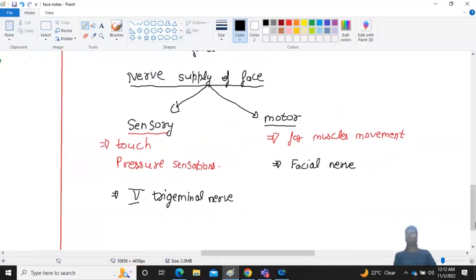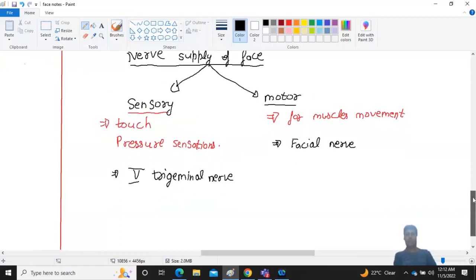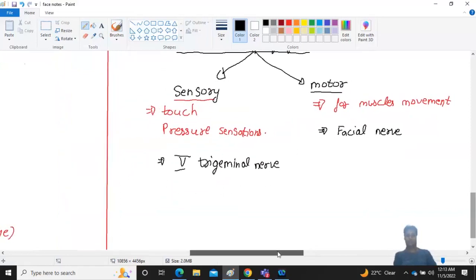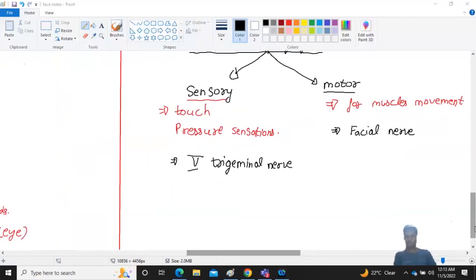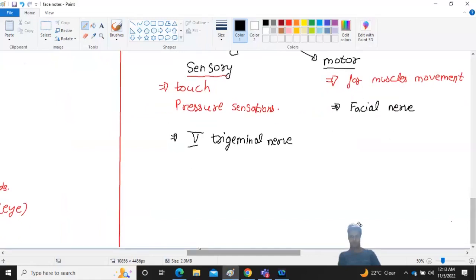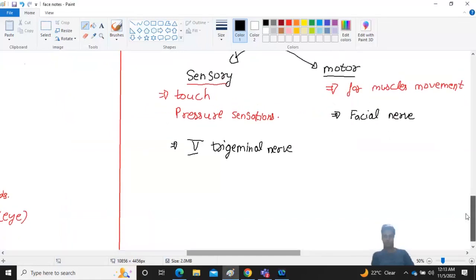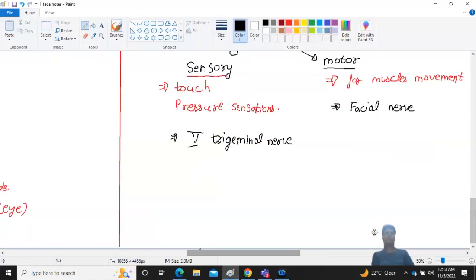And for eye rotation, there are again many nerves: 3, 4, 6 for eye movement. Then, first we draw the motor supply.